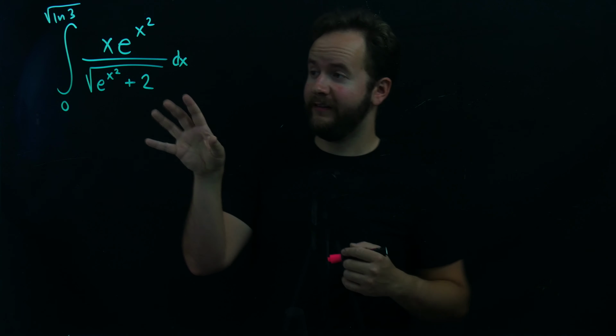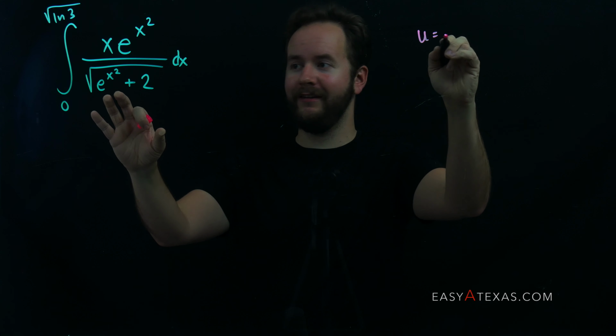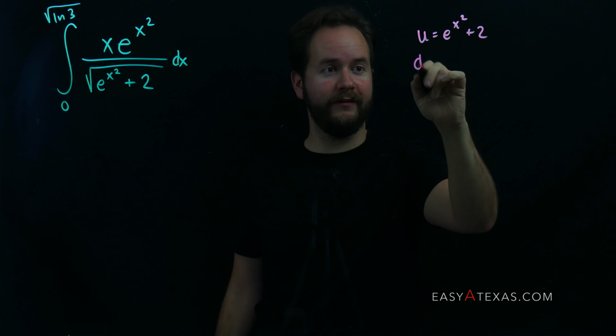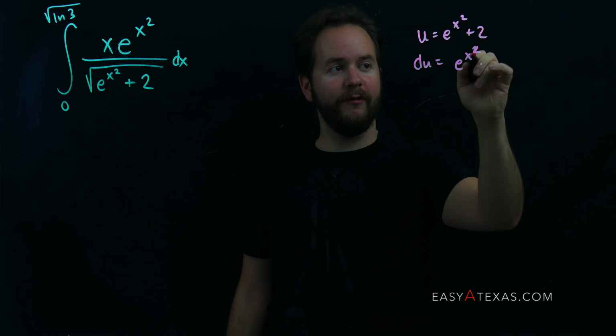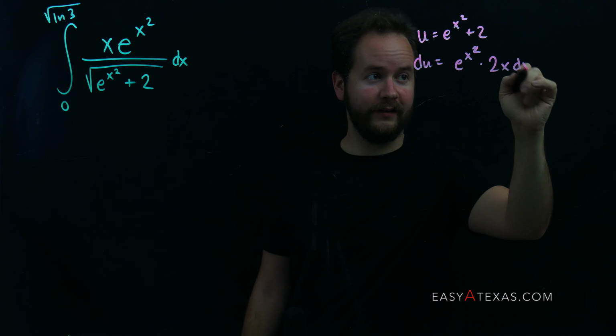This is a pretty disgusting integral, but we can make things really easy with u substitution. We're going to say u equals e to the x squared plus 2. When we take the derivative of e to the x squared plus 2, we get du equals e to the x squared, and then the chain rule says you've got to take the derivative of that inside function. The inside function is x squared, so we say times 2x dx at the very end of that.